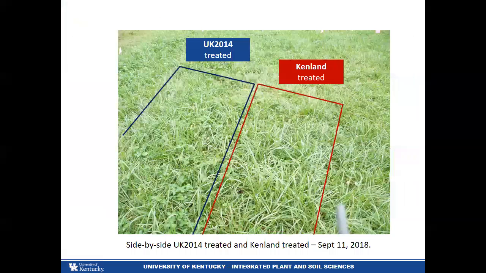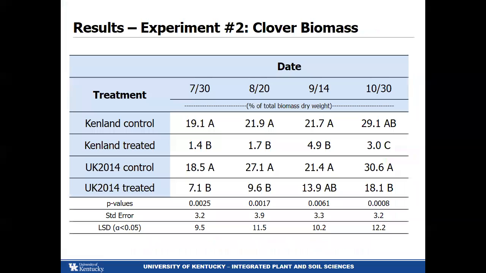So this is the illustration of that data. You can see on the UK plots, the clover is all over. And in the Kenland, at the end of the season, September 11th, there is basically no clover in the Kenland treated. So the stand is much better on this novel line.